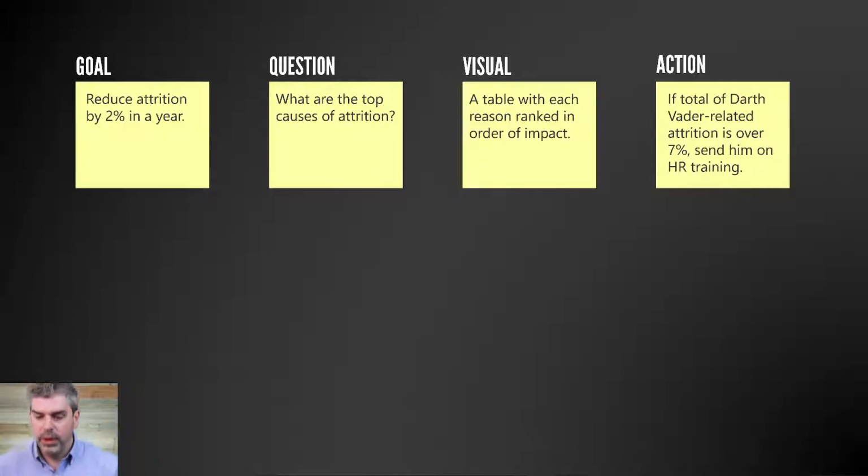So if we look at this here, we've got a goal: reduce attrition by 2% in a year. And then if we look at an action, and we could have many actions, but we're just documenting one here. The action here is, if the total of Darth Vader related attrition is over 7%, send them on HR training. So there's an action that's in support of that goal, right? So we're noticing that Darth Vader drives a lot of attrition, and it could potentially get up to 7%. So if Darth Vader goes on that training and, who knows, if he doesn't kill everyone in the training, he might attrite fewer people over time, and that can help us do a little bit better over time.